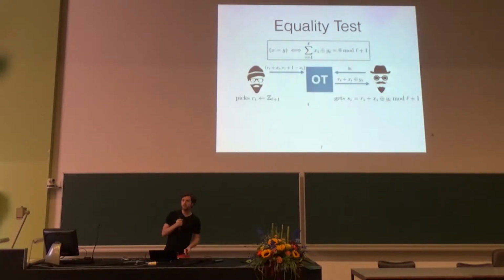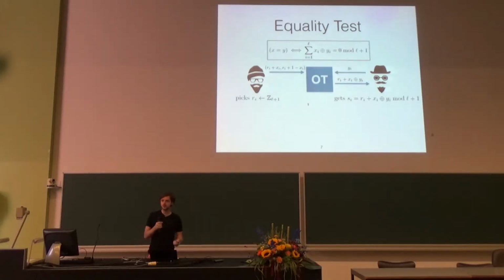The goal here will be to design an OT-based protocol that shrinks the size of the inputs. By shrinking, I mean that the parties will start with inputs X and Y of some length L. At the end of this shrinking protocol, they should end up with strings X prime and Y prime of length roughly log L, so that X prime is equal to Y prime if and only if X is equal to Y.